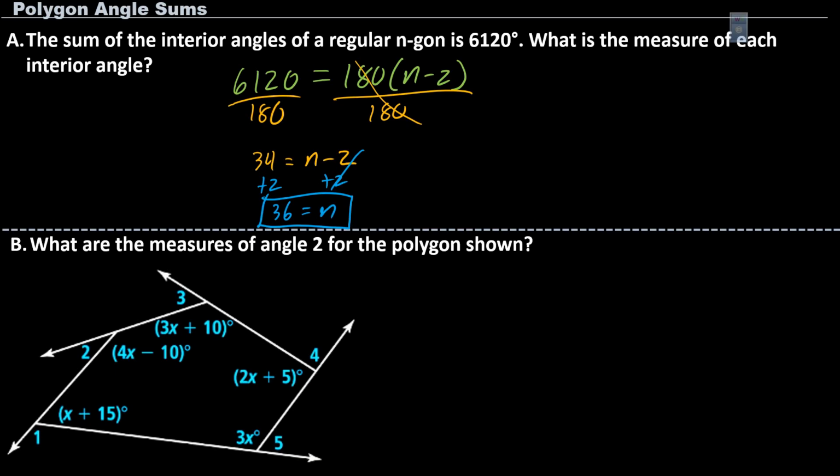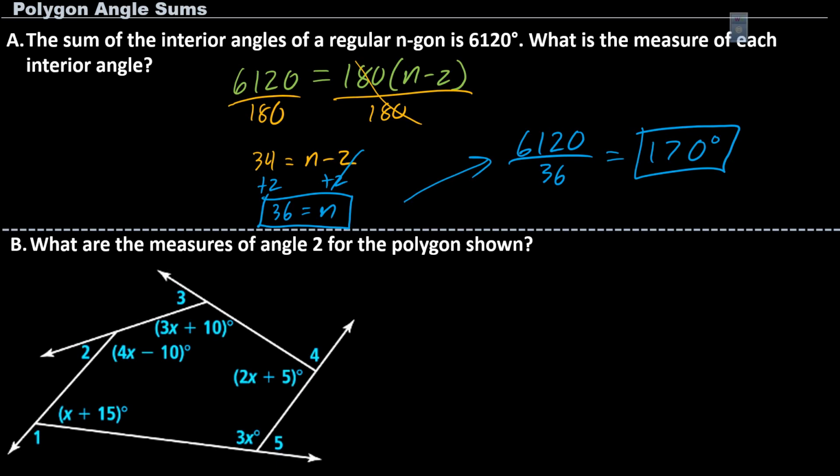So the interior angle sum is 6,120. There are 36 sides in the shape, so if we just take the interior angle sum and divide it by how many sides there are, that tells us that each and every angle is 170 degrees. Or you could take the number of sides, 36, and put it back into the individual angle formula, 180(n minus 2) over n, and come up with the same number.